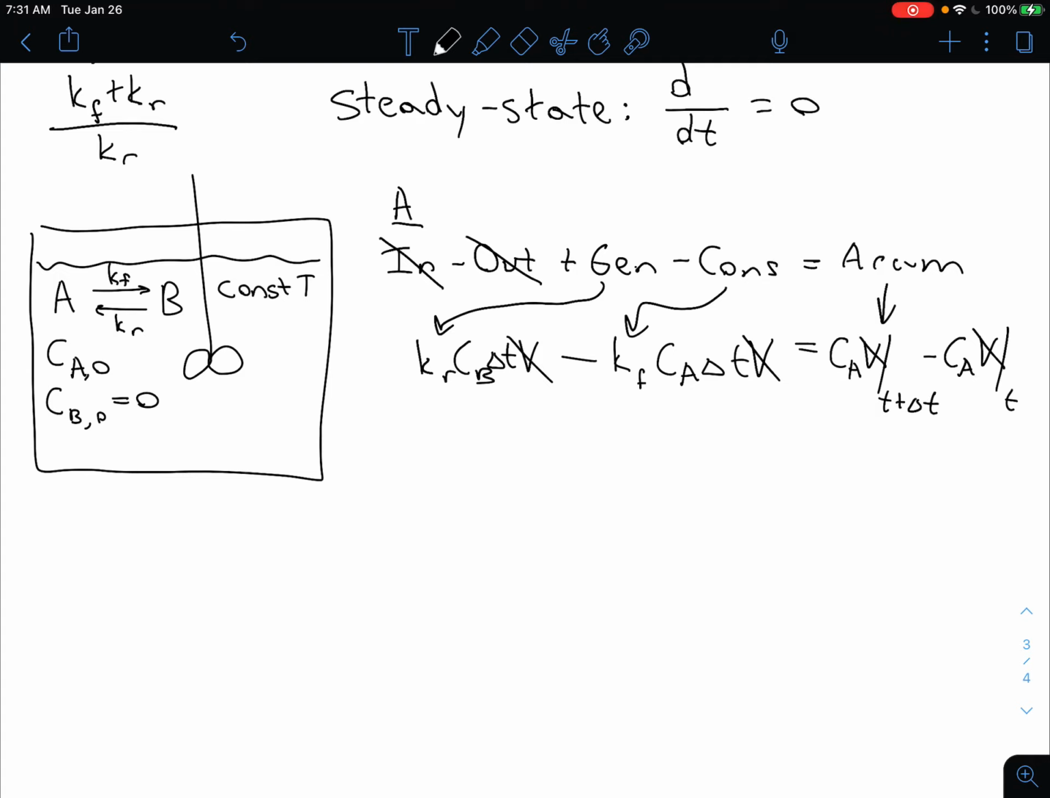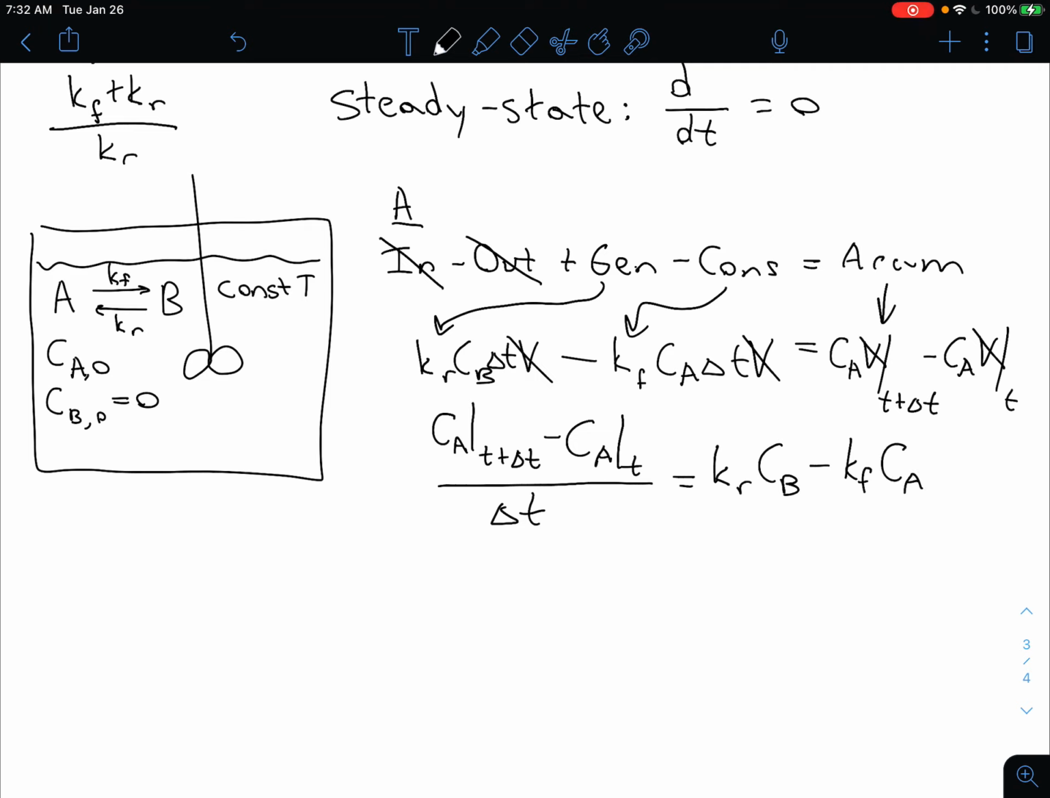So now let's make a differential equation out of this. We'll divide through by delta t. So Ca at t plus delta t minus Ca at t, divided by delta t, is going to equal k reverse Cb minus k forward Ca. We can take the limit as delta t goes to 0, as we always do, to define a derivative, and we're going to get dCa dt. And so I'll copy this over.